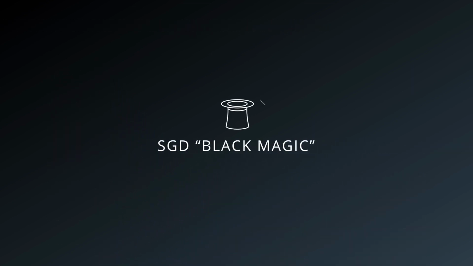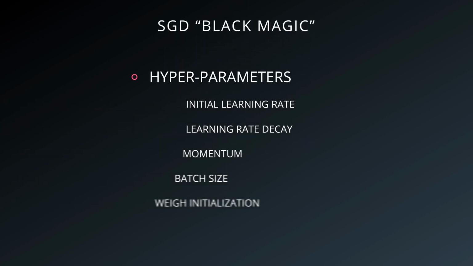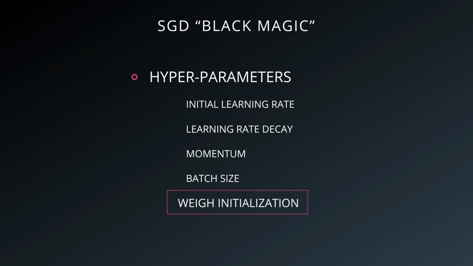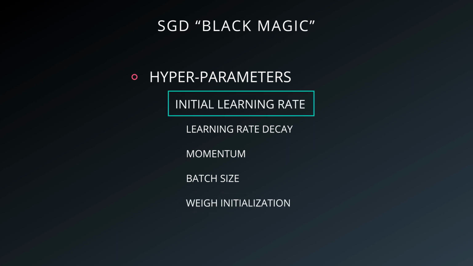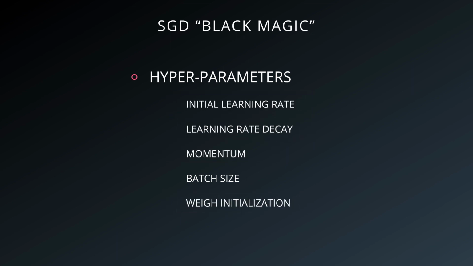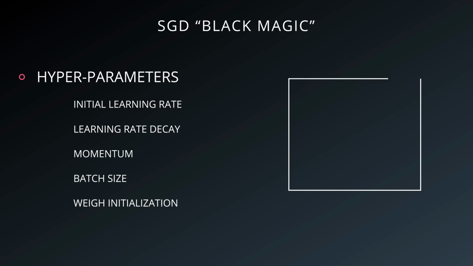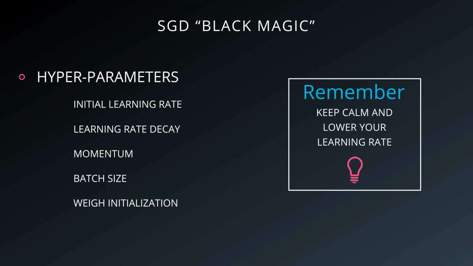This is where SGD gets its reputation for being black magic. You have many hyperparameters that you could play with: initialization parameters, learning rate parameters, decay, momentum, and you have to get them right. In practice, it's not that bad. But if you have to remember just one thing, it is that when things don't work, always try to lower your learning rate first.